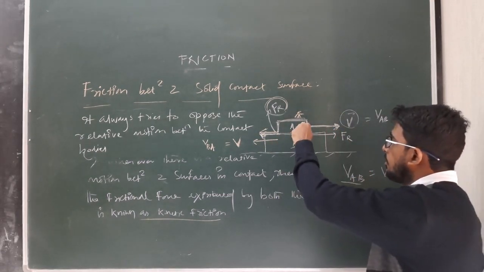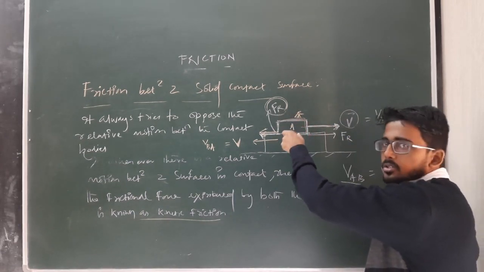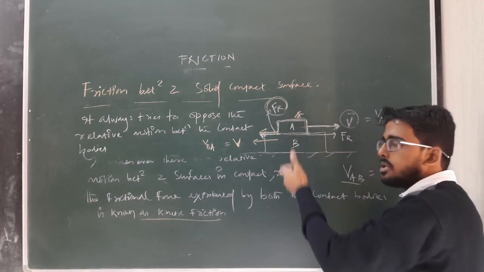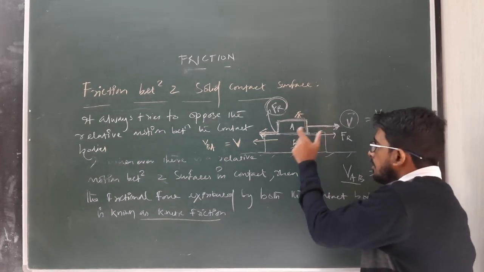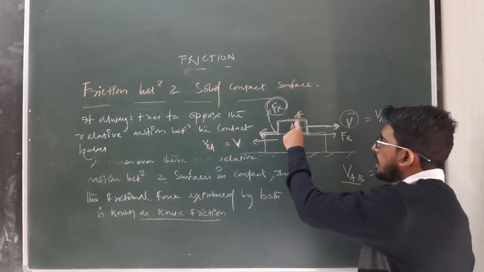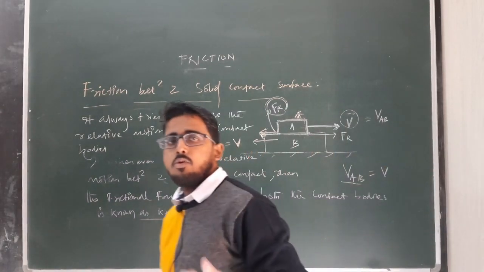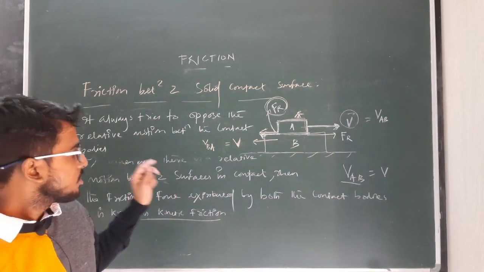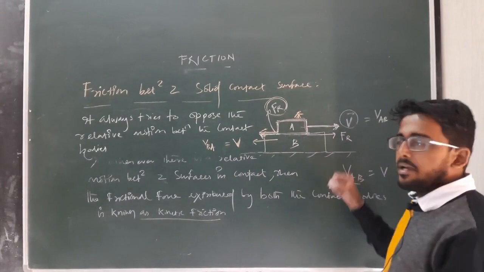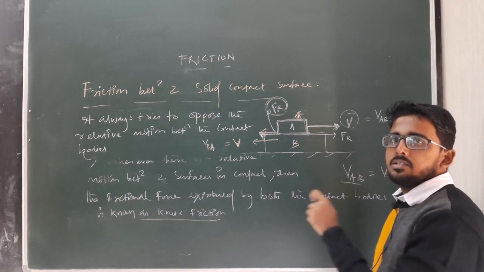As here, when we observe the motion with respect to A, so according to the relative motion with respect to A, the block A will apply a frictional force on block B to oppose the relative motion. Similarly, when we observe the same motion with respect to block B, the block B will apply a frictional force on block A to oppose the relative motion. Clear? So now I think you already understood what is kinetic friction and how it acts and how we can find out the direction of the kinetic friction.